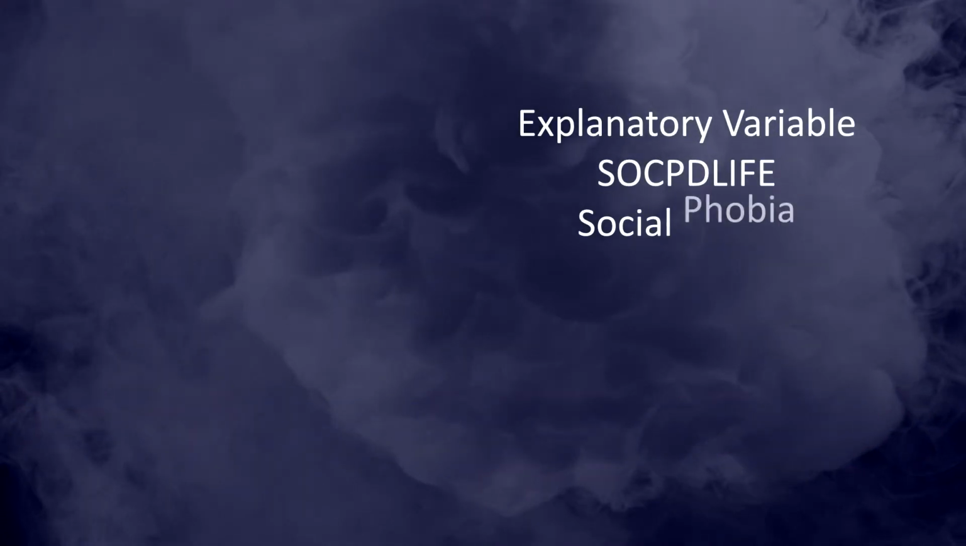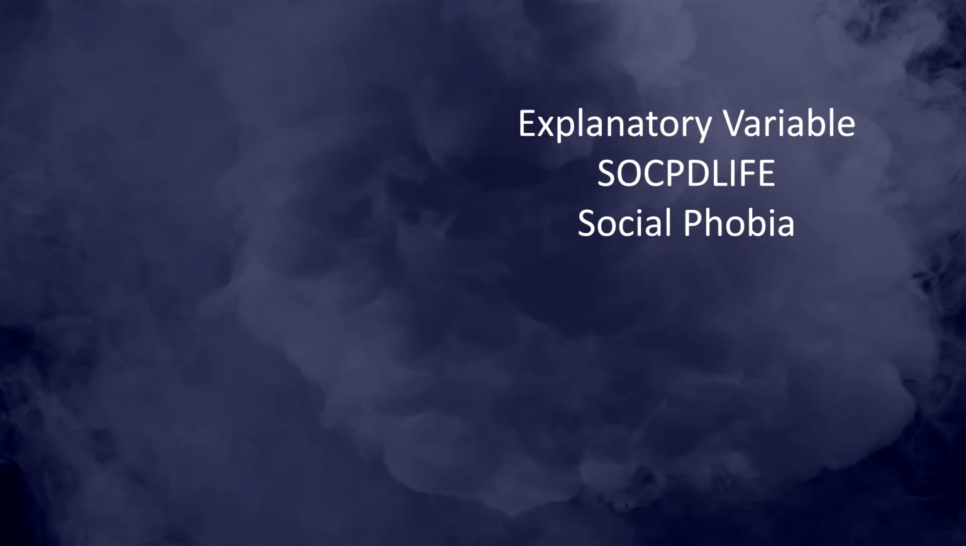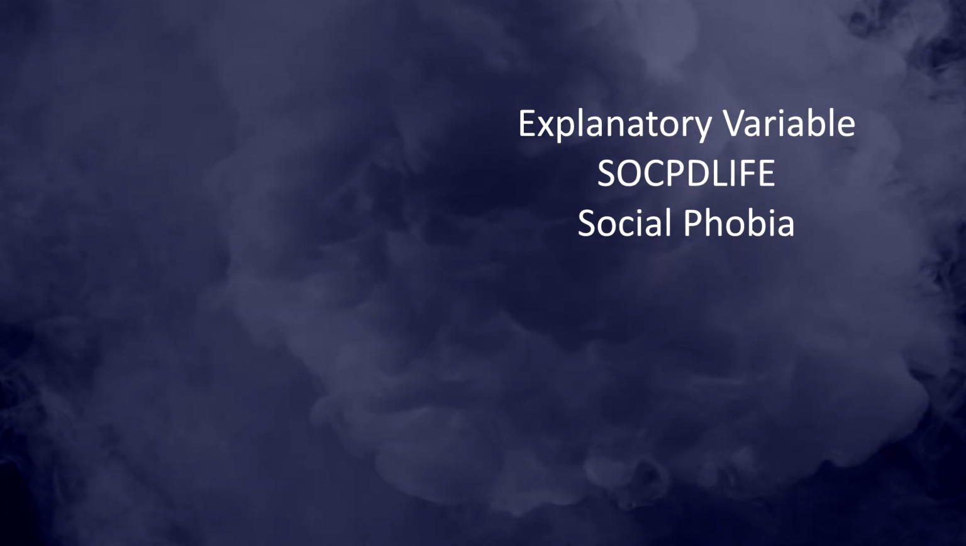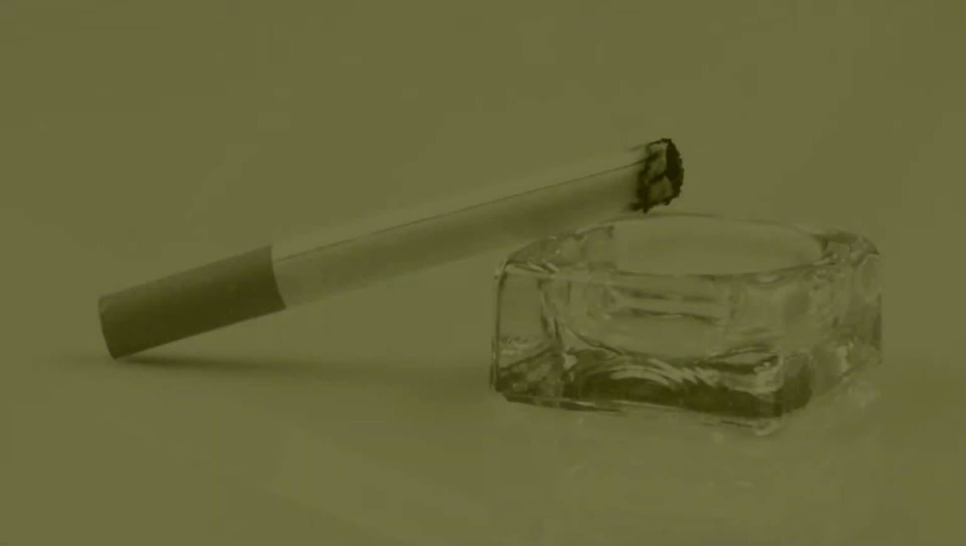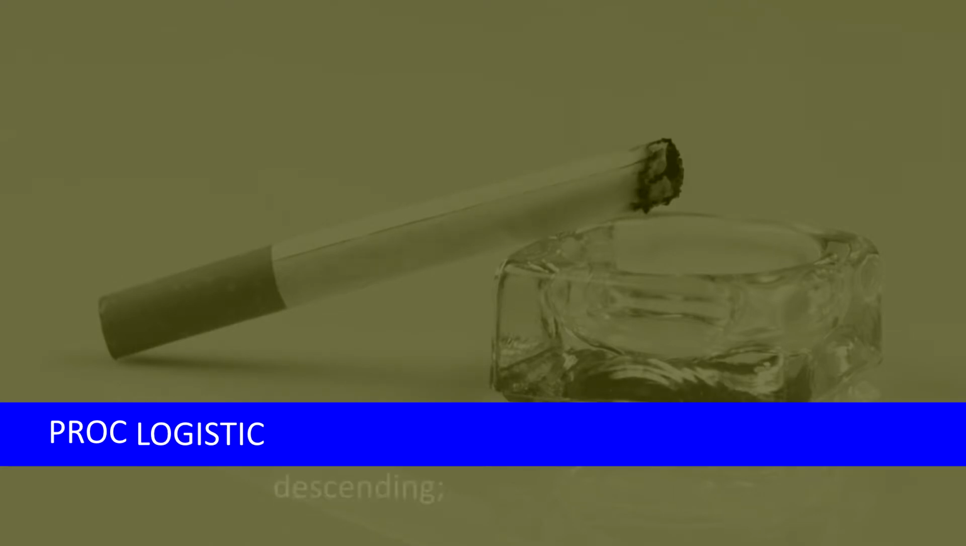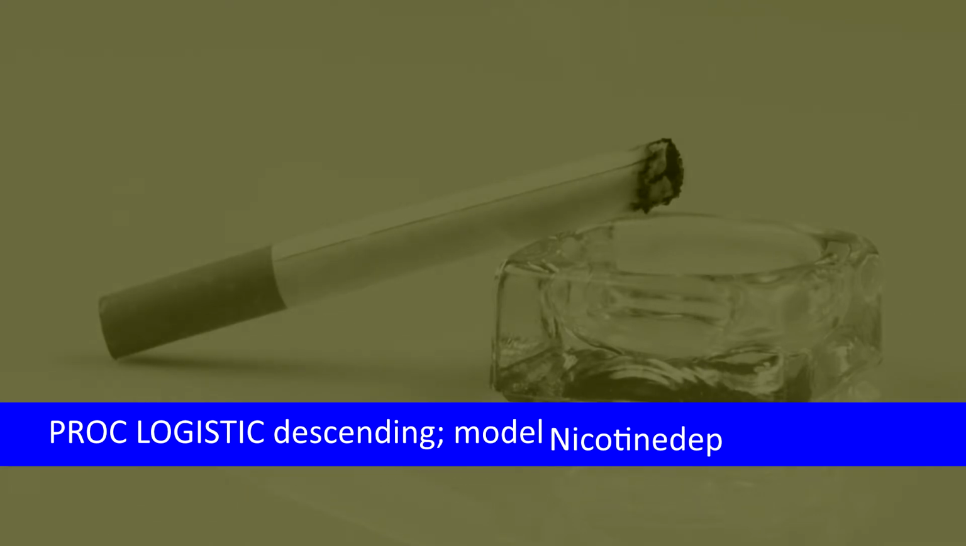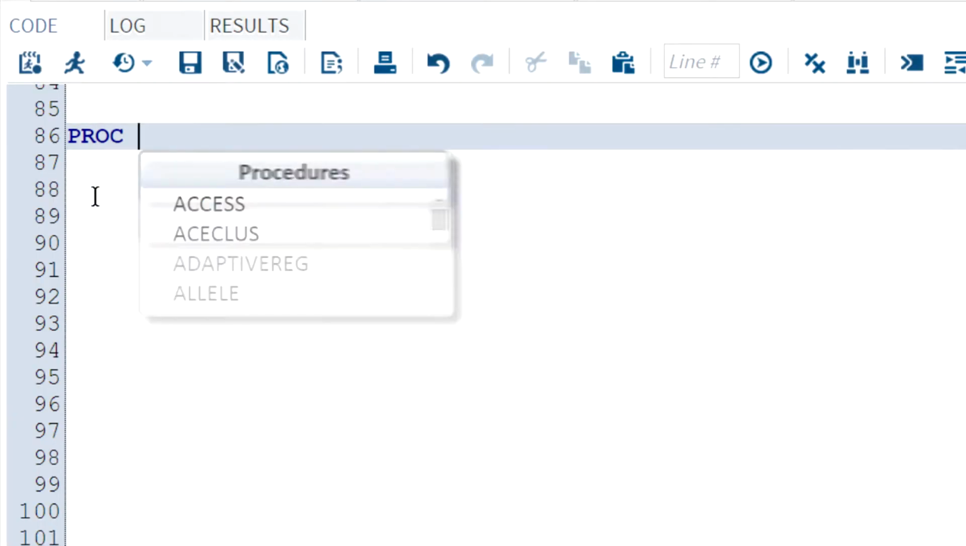We also have an explanatory variable called soc/PD-life that indicates the presence or absence of social phobia, which is an anxiety disorder marked by a strong fear of being judged by others and of being embarrassed. Thus, our code would be proc logistic descending; model nicotine dep = soc/PD-life; Let's take a look at the output here.